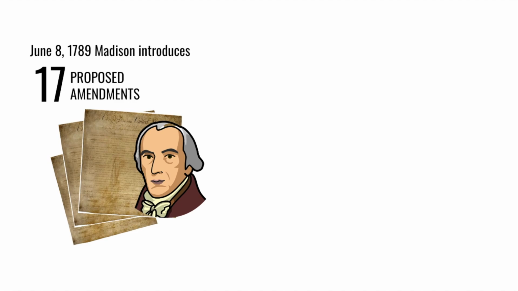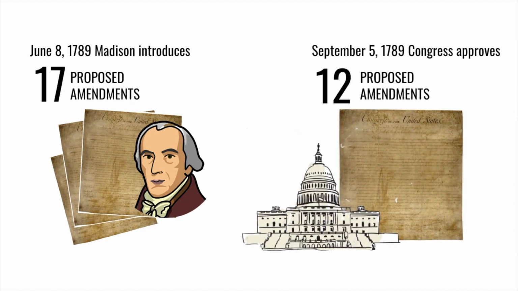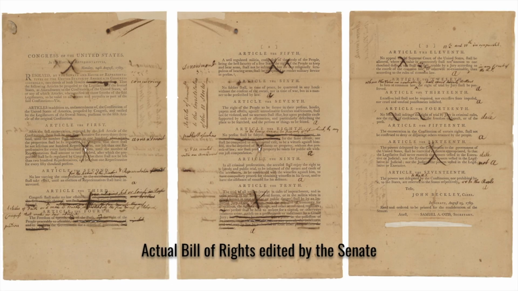On June the 8th, 1789, James Madison goes before Congress and proposes 17 amendments drawn from those made during the states' ratification process. Through debate in the House and the Senate, those 17 amendments are then reduced to 12. And on September the 5th, 1789, Congress approves these 12 amendments, which are then shipped off to all of the states for ratification. We can see lots of X's and editing and crossing out here in a shot of the actual Bill of Rights edited in the U.S. Senate during the debates that took place.